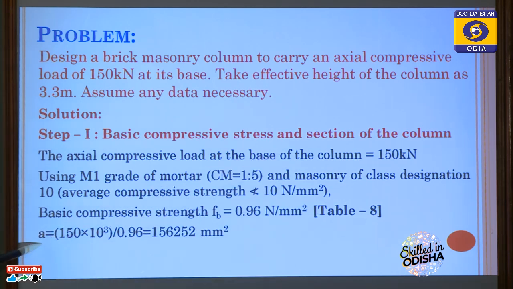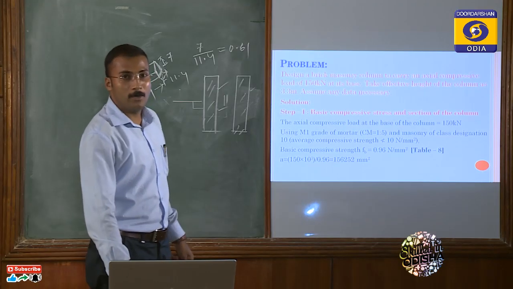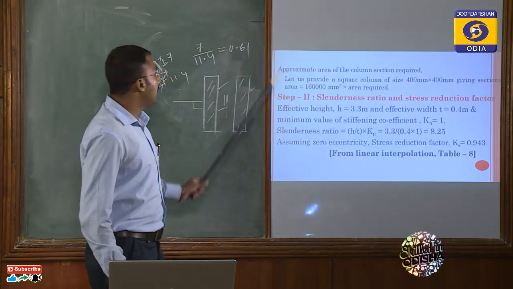So what is the area required? A is load upon the basic compressive strength. Load has been given as 150 kilonewton. 150 divided by 0.96, and it is coming around 156252 millimeter square. So now we have to specify the dimension.